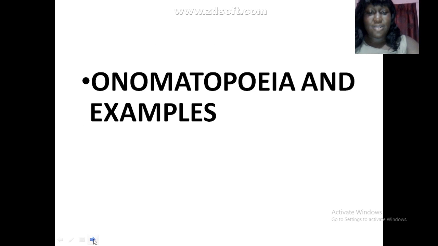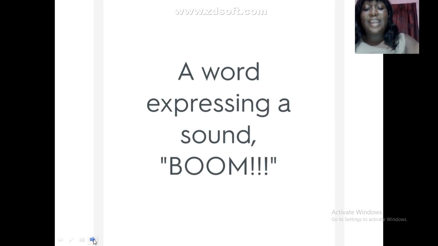Let's make progress. Onomatopoeia and examples. Say onomatopoeia. Again, onomatopoeia. Thank you. A word expressing a sound. Simple, like boom. When you hear boom, what comes to your mind? Probably a gunshot, right? A gunshot, boom, or an explosion. Such words are called onomatopoeic. Are you getting it? When a sound suggests its meaning, when a word is expressing a sound.